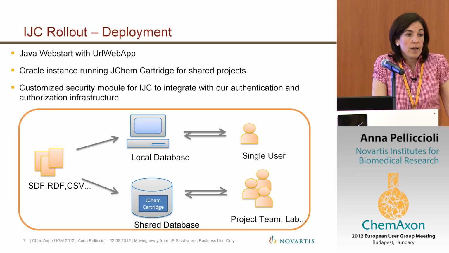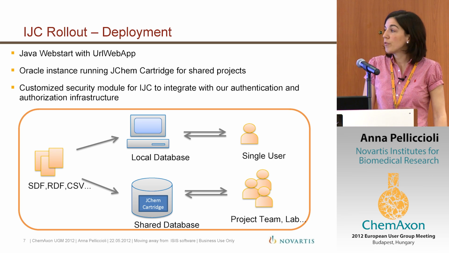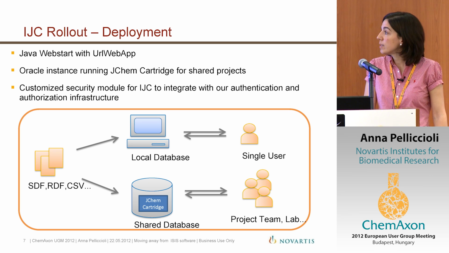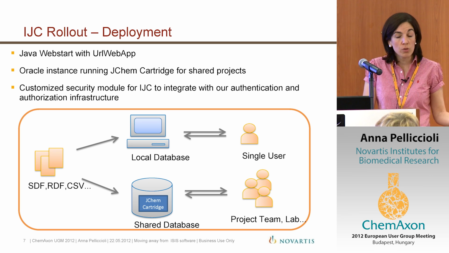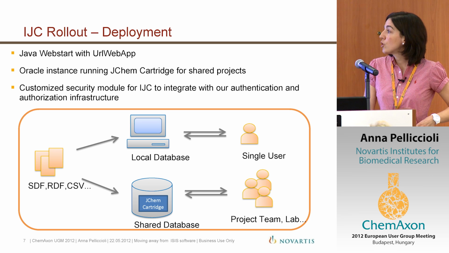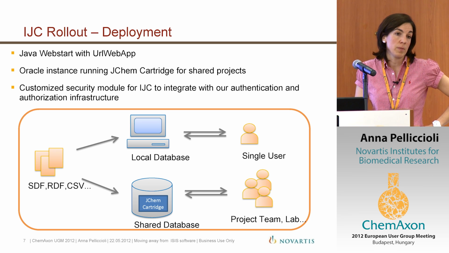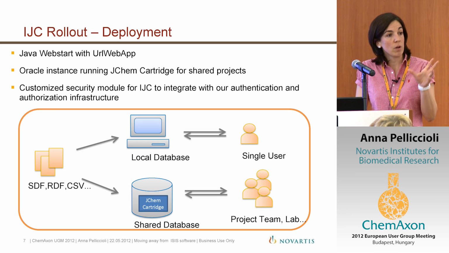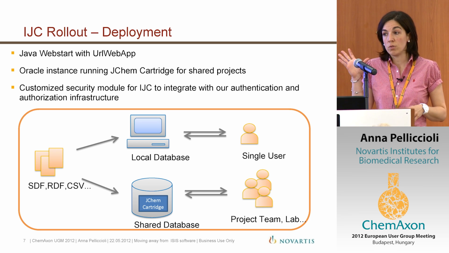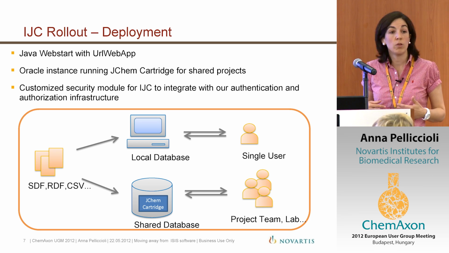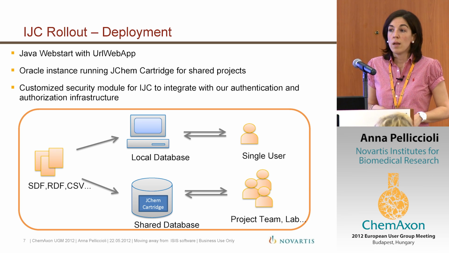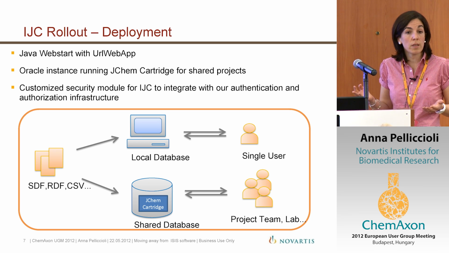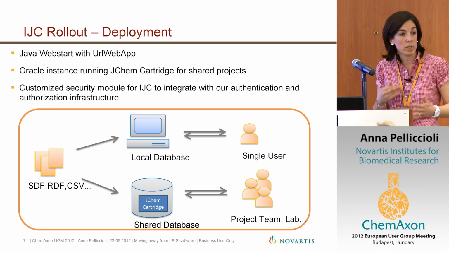Now, once we decided we wanted to go for IJC, we started planning the rollout. We needed to decide how to give it to users, how to deploy it, and the choice was to use the Java Web Start deployment, because this is really easy. You put your software on the server, send people a URL. All they have to do is click on that URL, and they download the latest version. If there's a new version coming up, then they don't have to do anything. The next time they open IJC, they automatically get the new version.